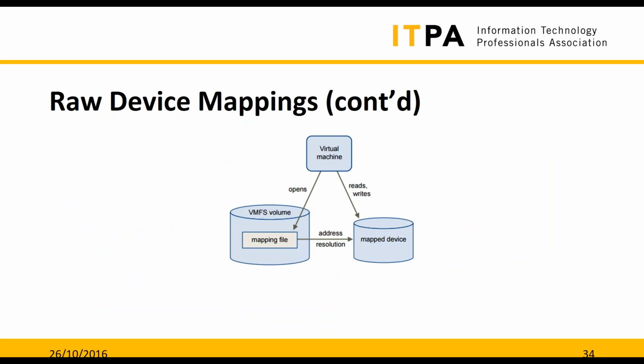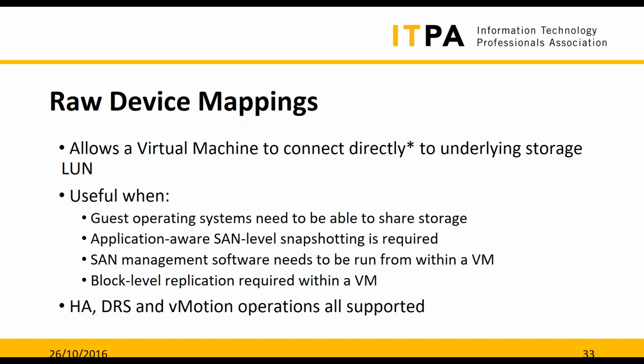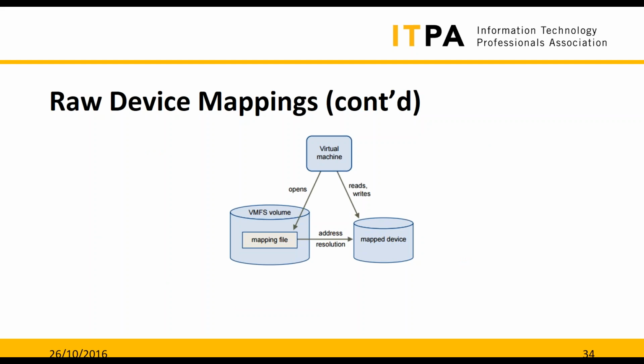Effectively what happens is the virtual machine opens a file within the VMFS volume, which is a mapping file, which basically has information that says, here's where you should go looking on the storage provider for the LUN. And so I said before, and I put an asterisk on it, directly to the underlying storage. It's really not directly, it's via a proxy where the VMFS volume mapping file is used as a proxy for the virtual machine to access the mapped device. It opens it via the RDM file, but then all the reads and writes are done directly.